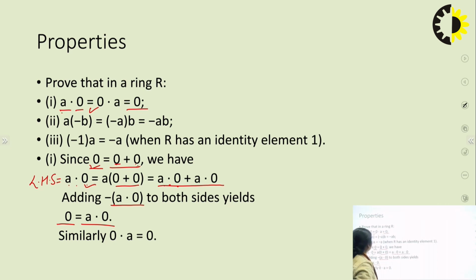Same way we can show that the multiplication of A into negative of B is the same as negative of A into B. We can show it like this.